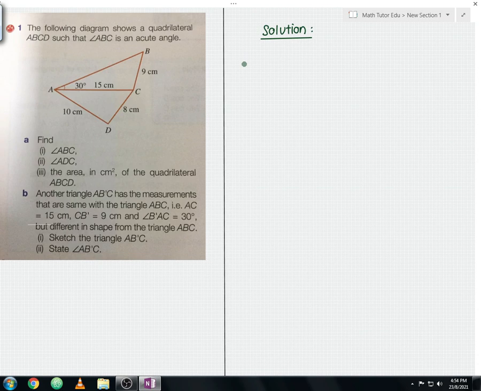Now I'll be discussing Form 4 Additional Mathematics, Chapter 9 Solution of Triangles, HOTS question example 1.